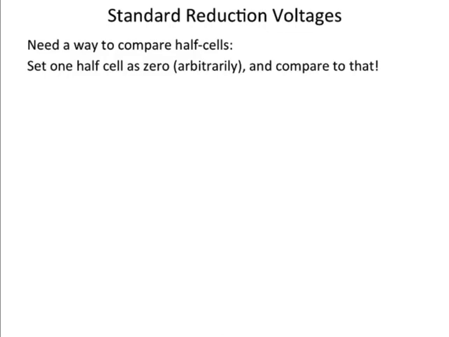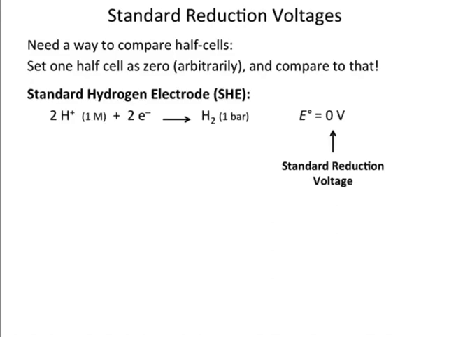So we can set one specific half cell as a 0, compare everything to that, and then if we want to find the difference between any two half cells, we can use these numbers. Very similar to other things we've done with Gibbs free energies of formation and enthalpies of formation. Same kind of idea. So in this case, our 0 we choose is the standard hydrogen electrode, which is 2H plus going to H2 gas. And the standard state is 1 molar and 1 bar.